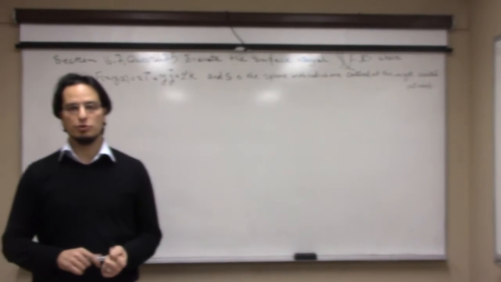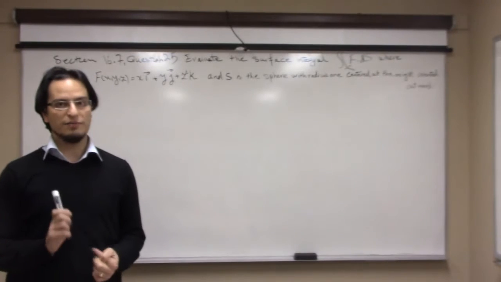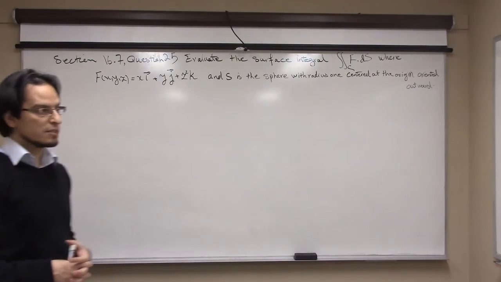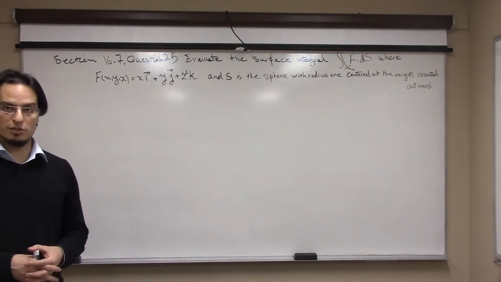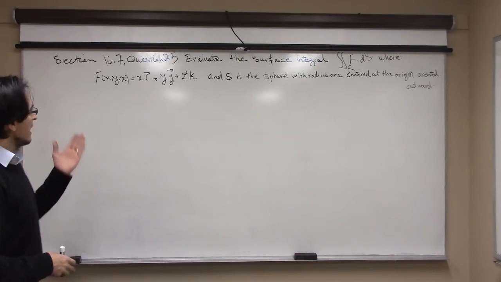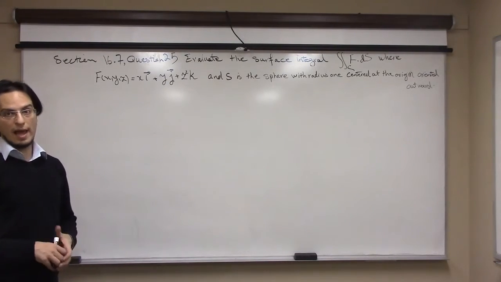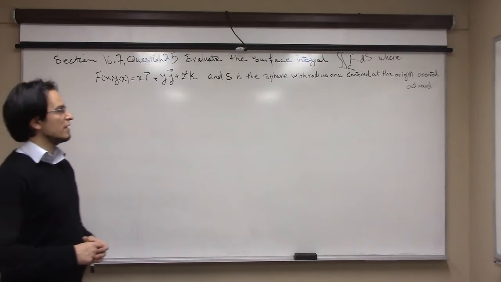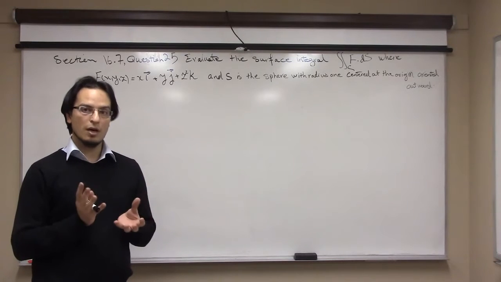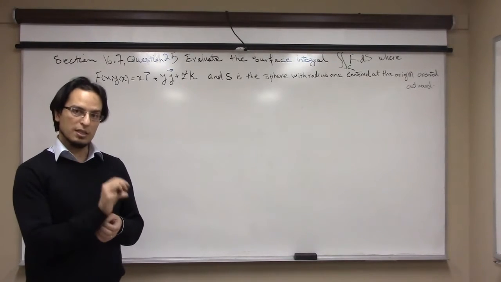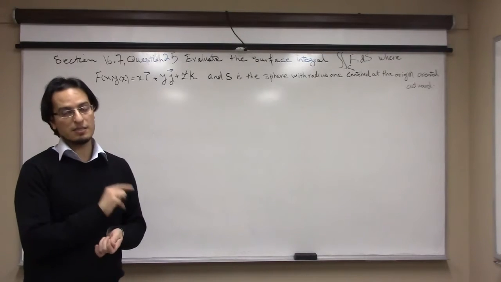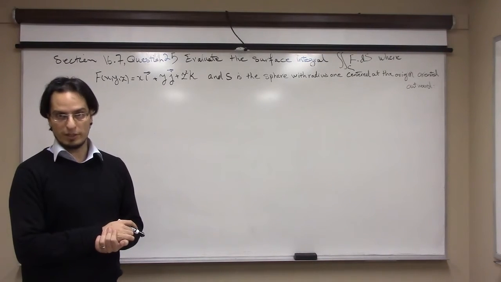In this video I'm going to do question 25 from section 16.7. The question asks to evaluate the surface integral of this vector field xi, yj and z squared k. And the surface is the sphere of radius 1 centered at origin, and the orientation is the outward orientation.